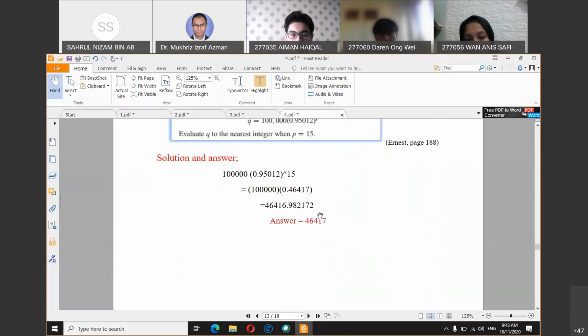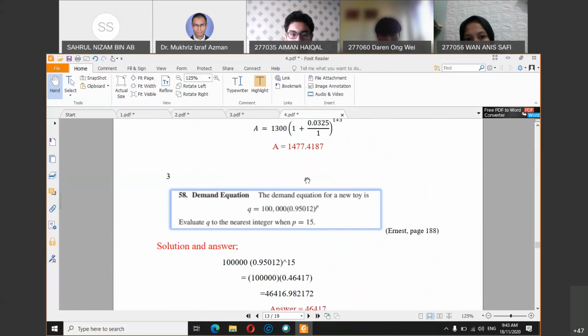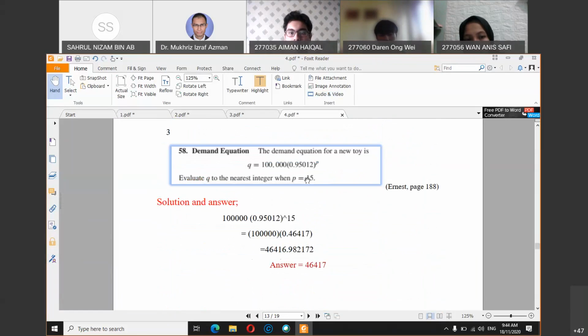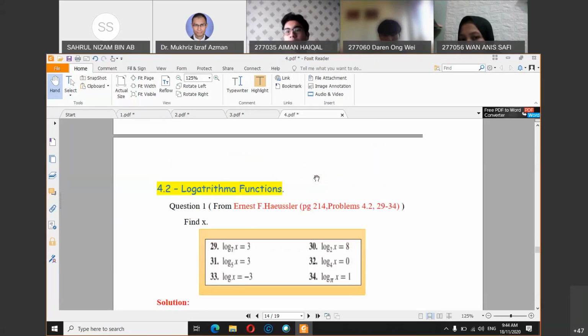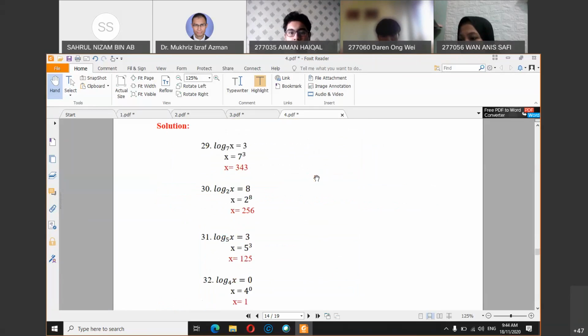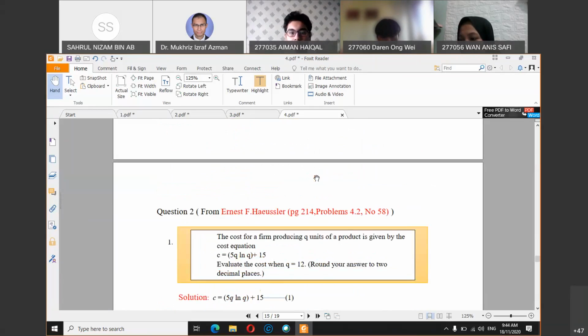Maybe one last example here, because that one had mistakes throughout. I think this one is more straightforward. You just simply plug into the formula, correct? Yes. Nothing complicated here, just application of exponent. Q as a function of price. Log.